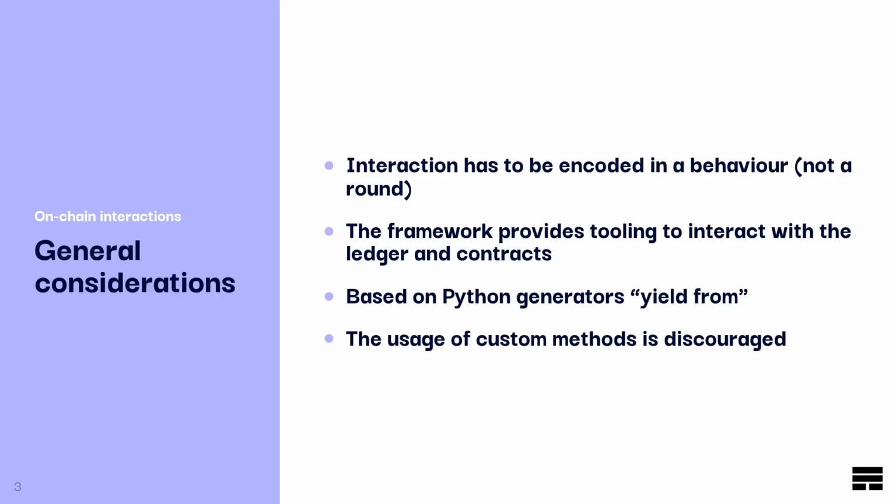Finally, the usage of custom methods is discouraged. We recommend that you use the provided tooling to encode your service interactions on-chain. The reason why we discourage the use of custom methods is that interacting on-chain is a blocking operation. This could impact the agent loop and may cause the agent or the associated Tendermint node to crash.